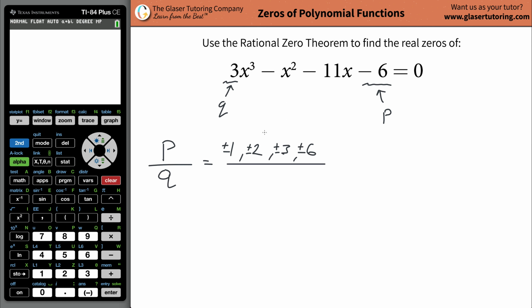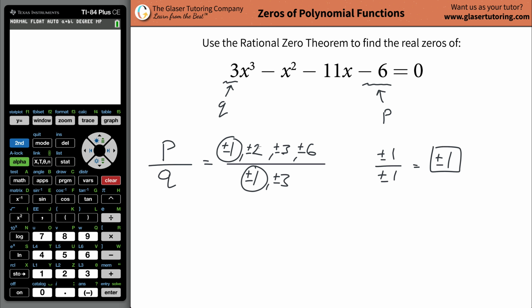Then for your q, the factors of 3, you do the same thing, and the factors of 3 are just 1 and 3. Those are the whole numbers. Now, when you create the list of possible values, you have to take each numerator individually and divide it by each denominator individually. So here you would have one possibility, plus or minus 1 divided by plus or minus 1, and that gives you plus or minus 1. So that's one set of possible real zeros.